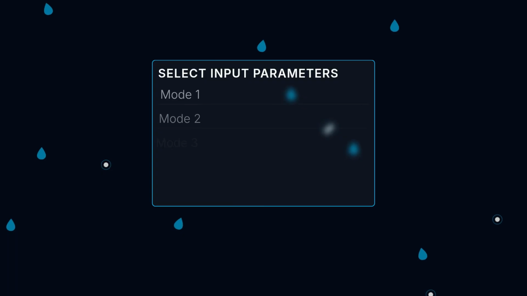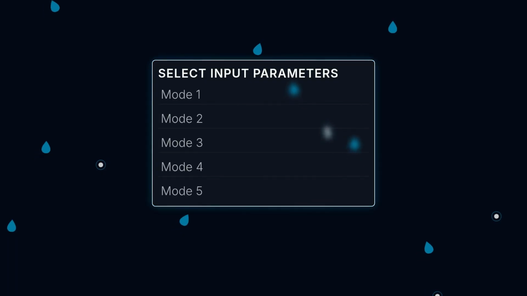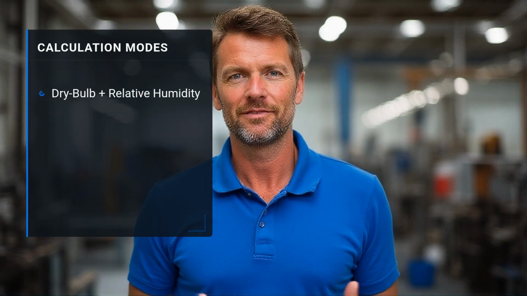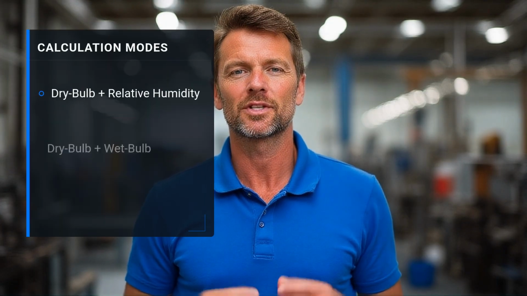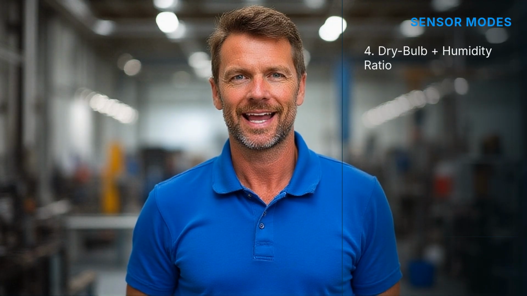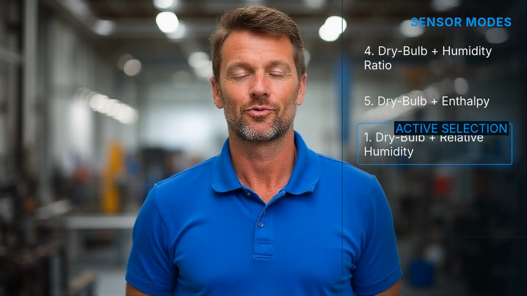First, you'll see the drop-down menu labeled Select Input Parameters with 5 calculation modes: dry bulb temperature plus relative humidity, dry bulb temperature plus wet bulb temperature, dry bulb temperature plus dew point, dry bulb temperature plus humidity ratio, and dry bulb temperature plus enthalpy. For this demonstration, I'm using dry bulb temperature plus relative humidity.